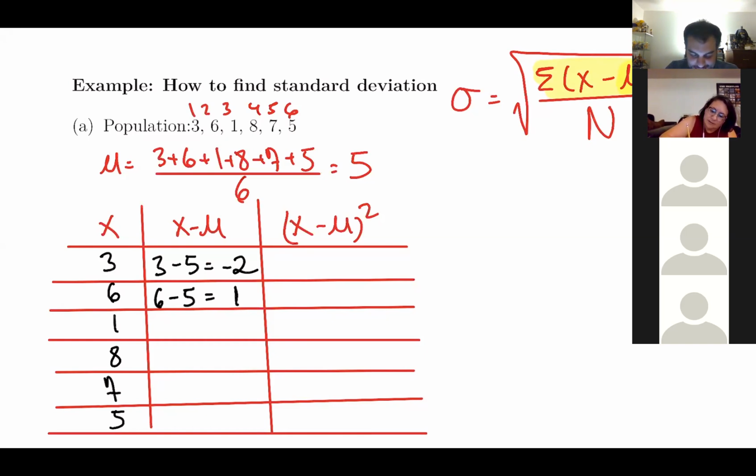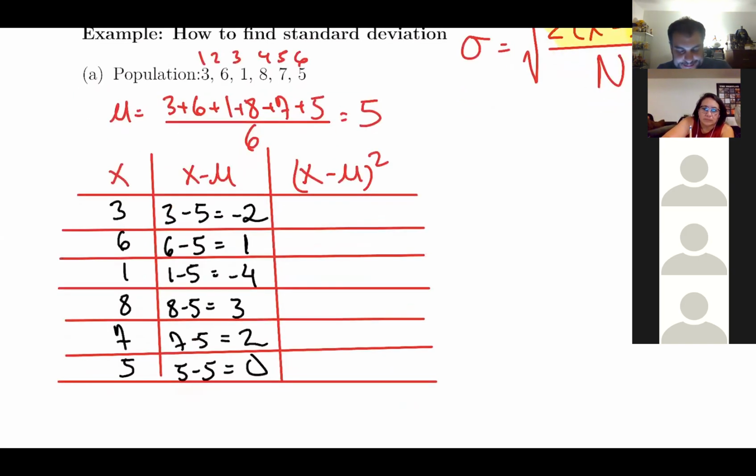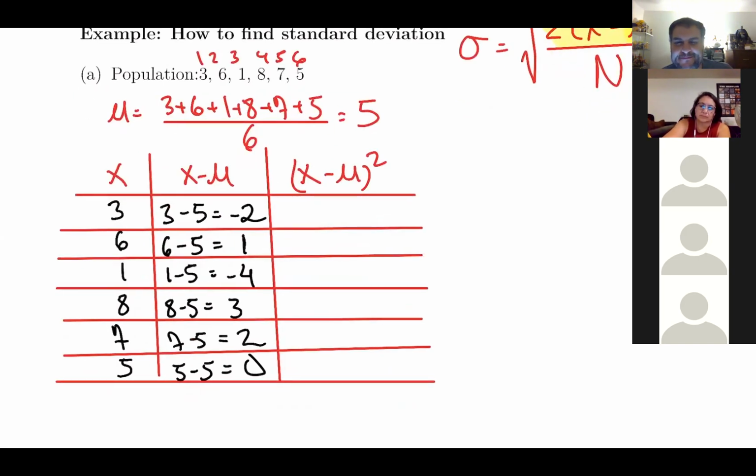Go to the next one. 1 minus 5 is equal to -4. All right, go on to the next one. 8 minus 5 is 3. 7 minus 5 is 2. 5 minus 5 is equal to 0. Any questions so far? I got that middle column.